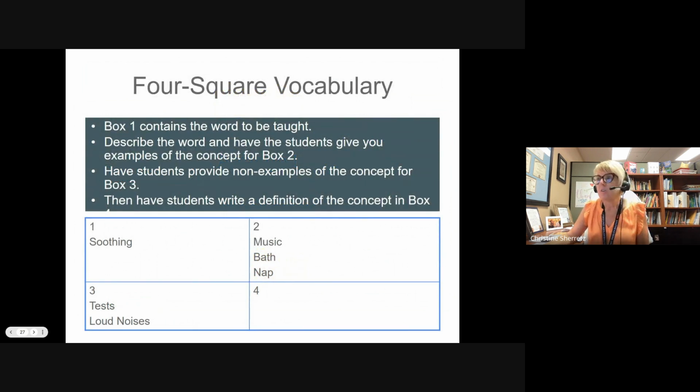Then another strategy, Foursquare vocabulary. This is where box 1 contains the word. So, soothing. Describe the word, and have the students give you examples. So music, a bath, a nap are great examples. What are non-examples? Tests, loud noises are not soothing. And then the student can write the definition here.